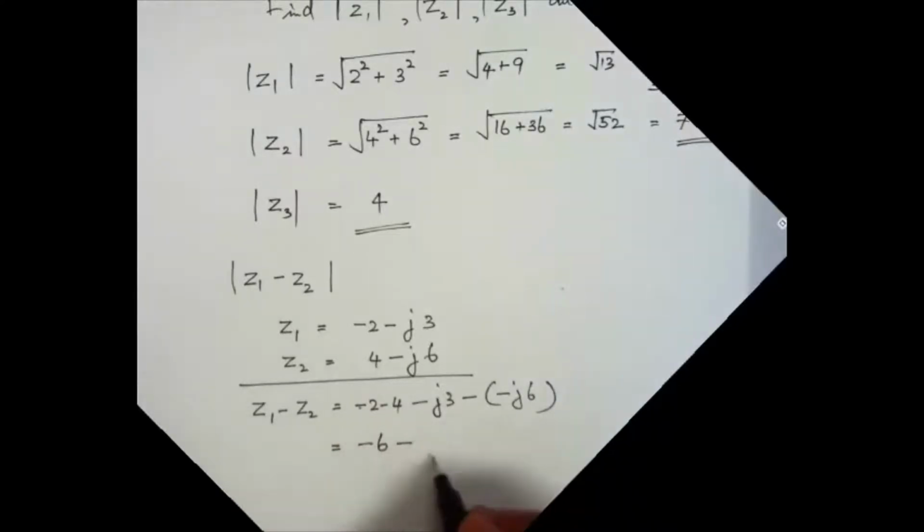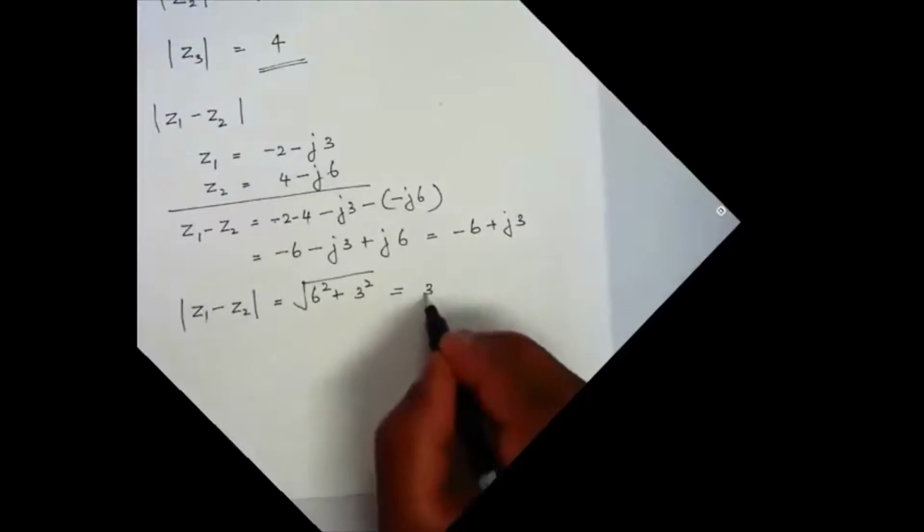So when you simplify, that's -2, -4, -6, minus j3, and when you multiply this negative sign by the sign inside, that's positive j6. So that gives us -6 plus j3, because negative j3 and j6 makes it j3 there.